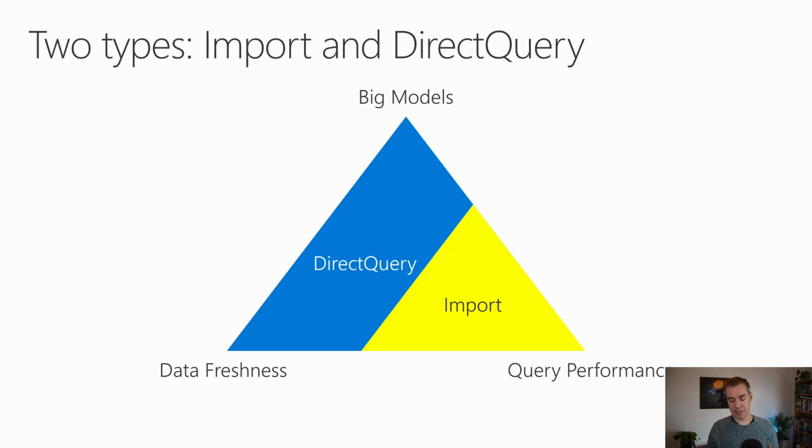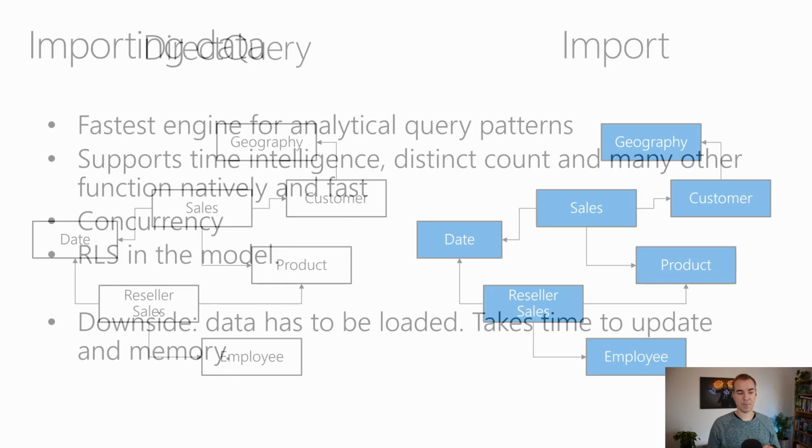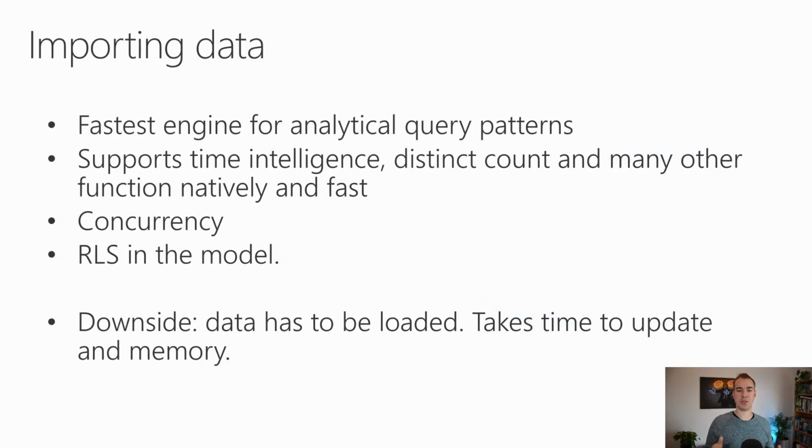There's a few more things that differentiate the two. But today, before we had composite models, the situation was the following. You either were able to import all the data into Power BI, or you had to have the whole model in DirectQuery mode. So there was no mixing and matching. With composite models, this changed. But before we go into composite models, let's talk a little bit about the characteristics of each storage mode.